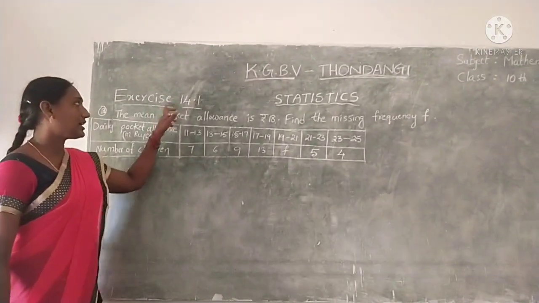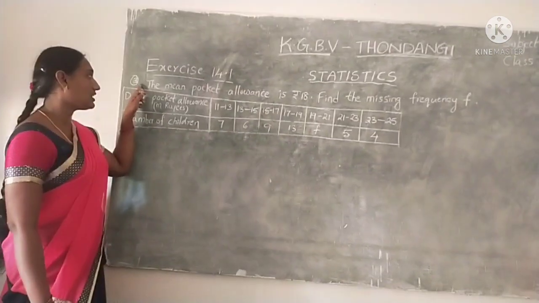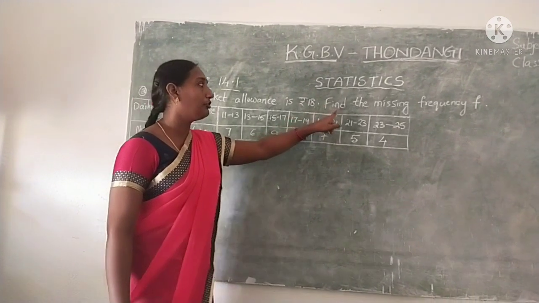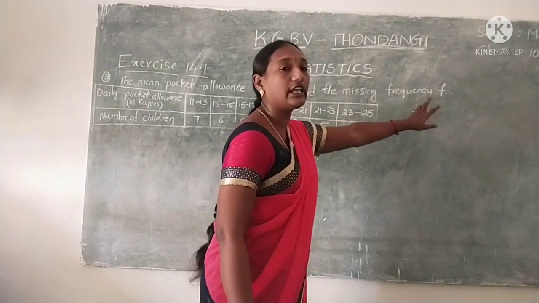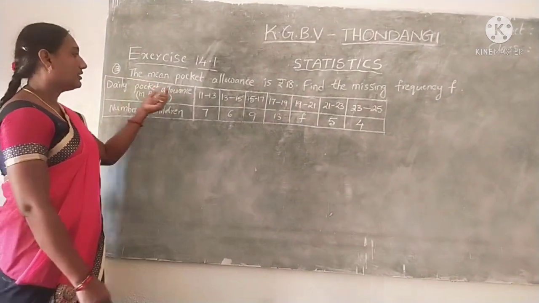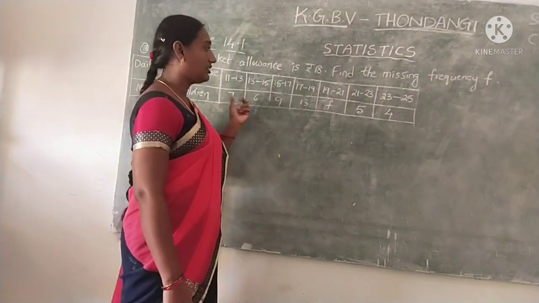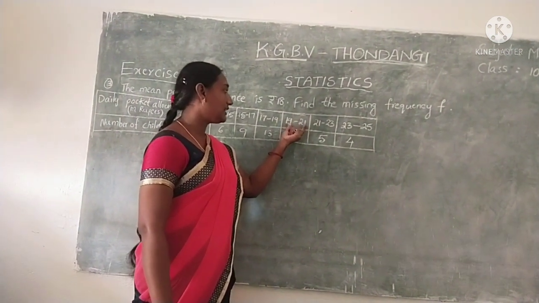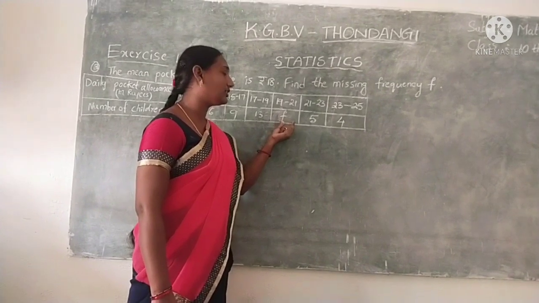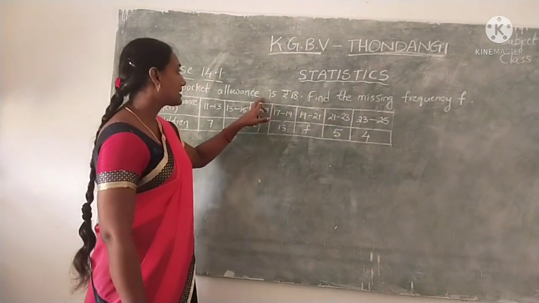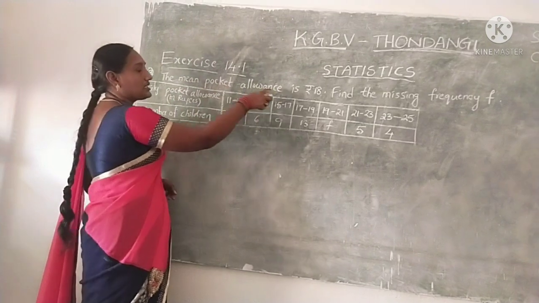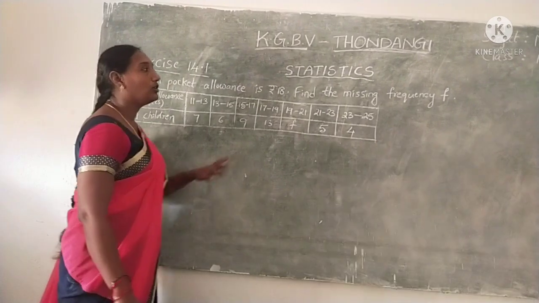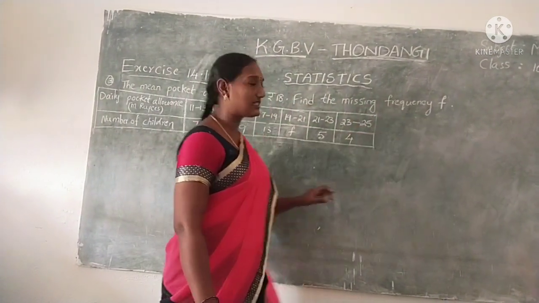Children, in exercise 14.1, the third question is: the mean pocket allowance is 18 rupees. Find the missing frequency F. Here class intervals and frequencies are given, and for the class interval 19 to 21 we have to find the frequency. But in this problem the mean is already given. What is the mean value here? 18. So we have to find the missing frequency F.